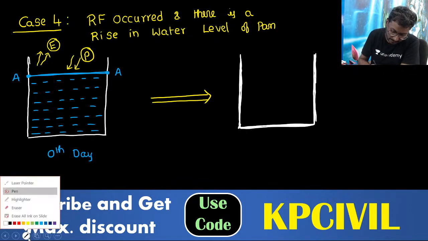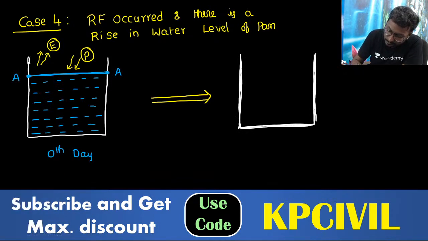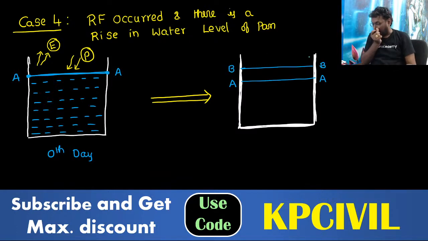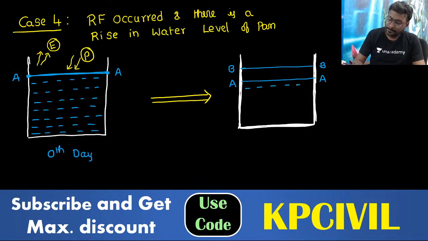So this is the pan. Consider this is point A and this is point B. So what happened now? Tell me what happened to water level? Water level increased or decreased? Very good, Vasanta, very good, nice. Water level increased.